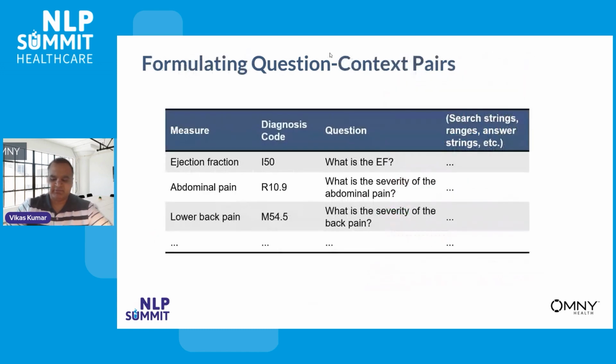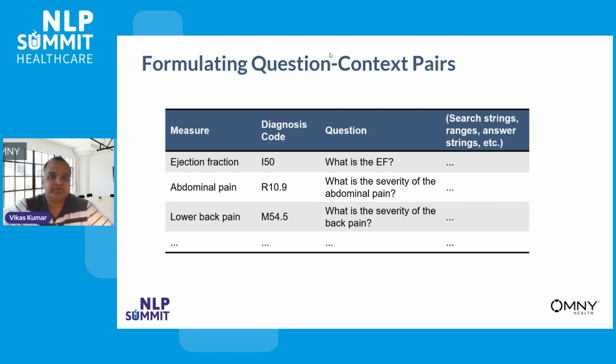On the next slide, we have some examples of question context pairs we used to extract severity scores. We just noted on the previous slide that question answering requires two inputs, a question and a context. The sentences from our EHR clinical notes form the context.